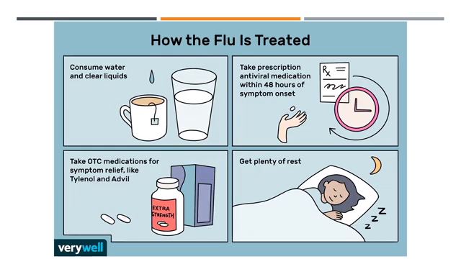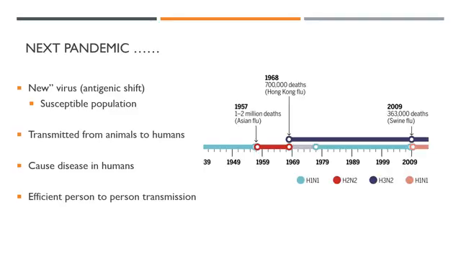So here's also how we treat it. They say to consume water, clear liquids, take prescription antiviral medicines. It's important you get them within a couple of days if you can. If you can't, then you just take over-the-counter medications for your symptoms. It's kind of achy and headache and fever, etc. And then get plenty of rest. And very soon you will start feeling a little better.